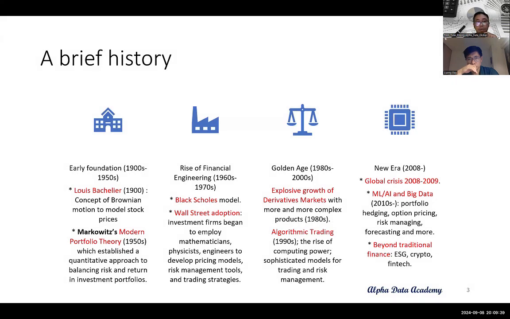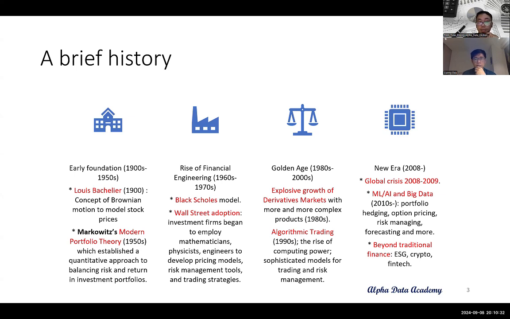And in the field, it's very interesting to understand the very long history of quantitative finance. It started with Louis Bachelier, and anyone working in the field should be familiar with the Bachelier formula, which is used intensively nowadays in interest rate modeling as well. There is also the concept of Brownian motion to model stock prices that Louis Bachelier described in his work.